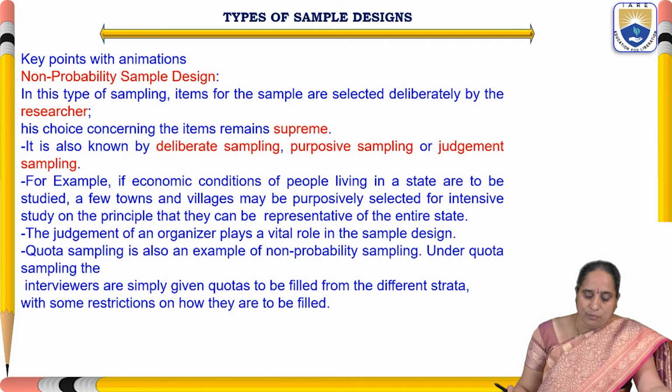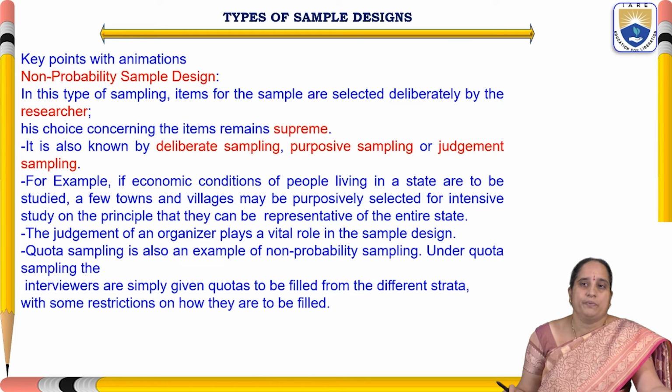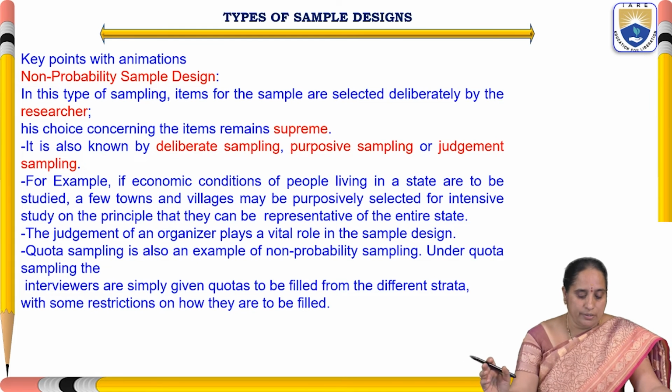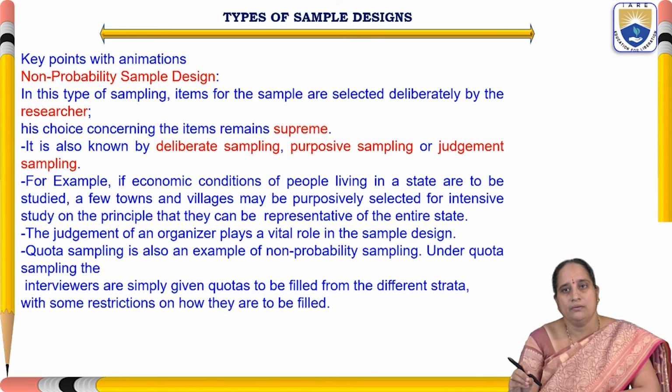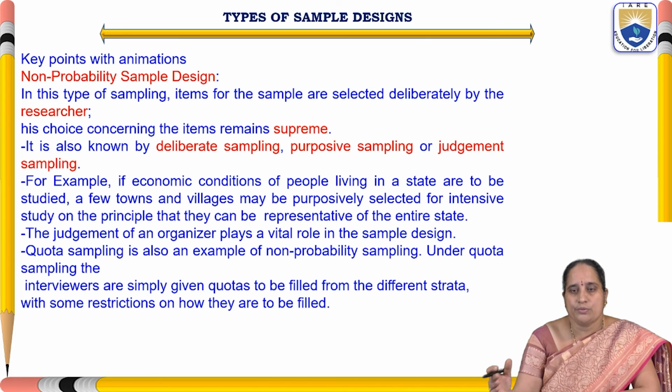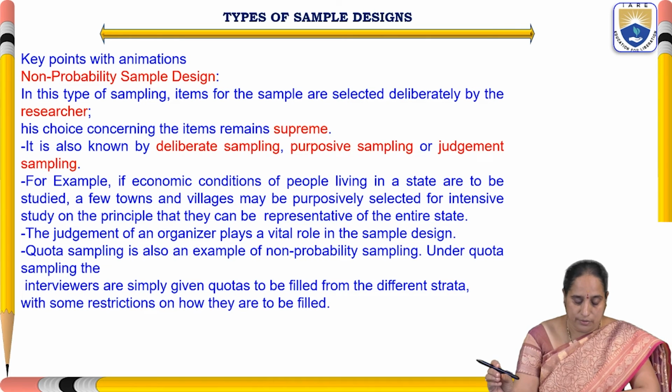So if you take one example, I have already told this example: if you want to study the economic conditions of people who are living in a state, they are to be studied based on their geographical region. In towns they used to consider villages. So there is a purpose for this survey. It is an intensive investigation which is done by the researcher. By dividing the geographical region into different types of zones, he used to conduct his study.